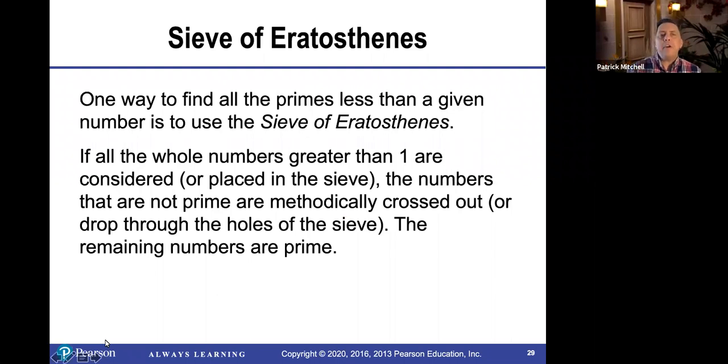All right, and we'll end by talking about the sieve of Eratosthenes. One way to find all the primes less than a given number is to use the sieve of Eratosthenes. If all the whole numbers greater than 1 are considered or placed in the sieve, the numbers that are not prime are methodically crossed out, or drop through the holes of the sieve. All right, the remaining numbers are prime. Imagine a container that has some holes in the bottom and you've got some dirt in it and you shake it and some of the dirt falls out. That's kind of what they're talking about here.